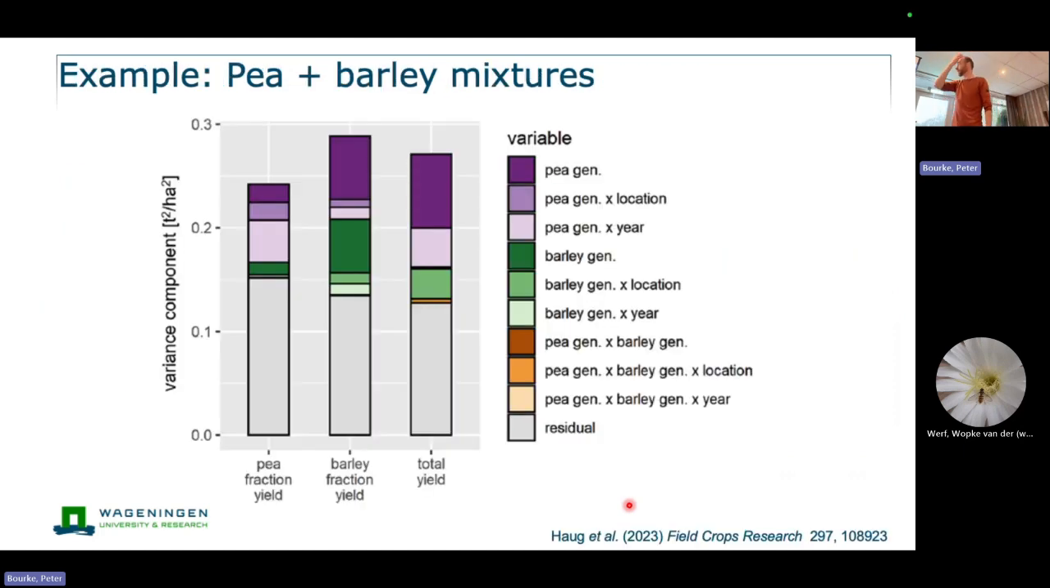Well, there's been a number of studies that have looked at this question. Benedict is here talking after me, so you'll probably see this picture again. This is his work, so I'm stealing his slide. But here, if we look at the indirect genetic effects for this pea and barley intercropping system, that's in this case for the barley fraction yield, how much of the variation in the barley yield was caused by the genotype of the pea? You can see it's quite a large proportion of barley yield, in terms of variation, was caused by the pea genotype, and vice versa. There's also a non-trivial amount of variation in pea yield caused by the identity of the barley genotype.